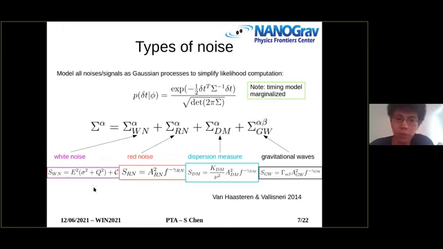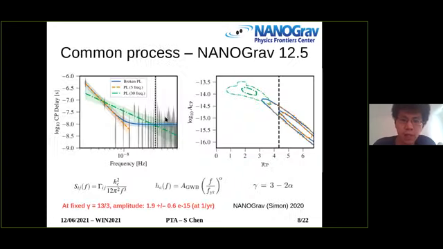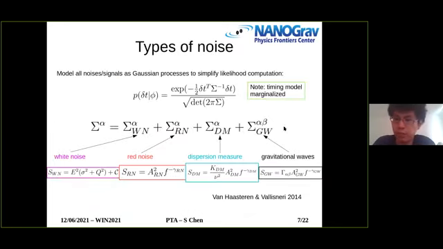So you have white noise, which is just instrumental noise. You have the red noise, which is unmodeled noise at a given pulsar. You have dispersion measure, which is the noise that you get from the radio pulses traveling through the interstellar medium. And then you have the signal from gravitational waves, which is the one that we hopefully want to detect. And so this is what we did with the NANOGrav 12.5 year data set. We took the data, we analyzed it, and we looked specifically for the gravitational wave bit.